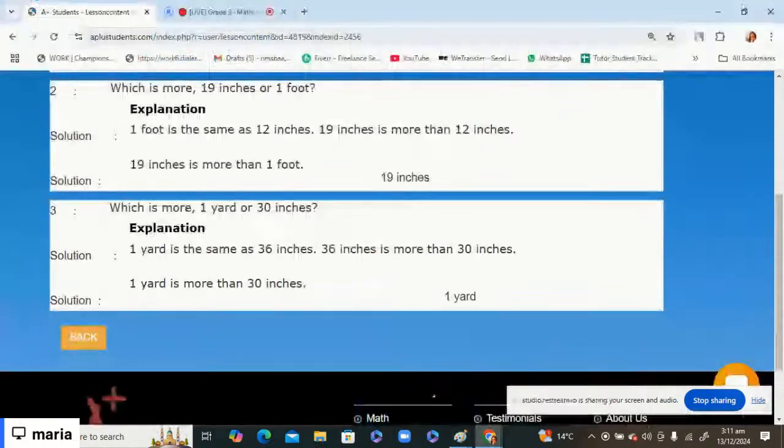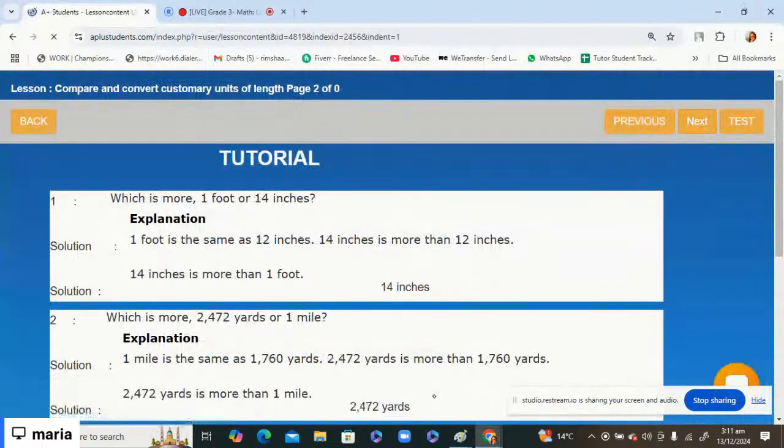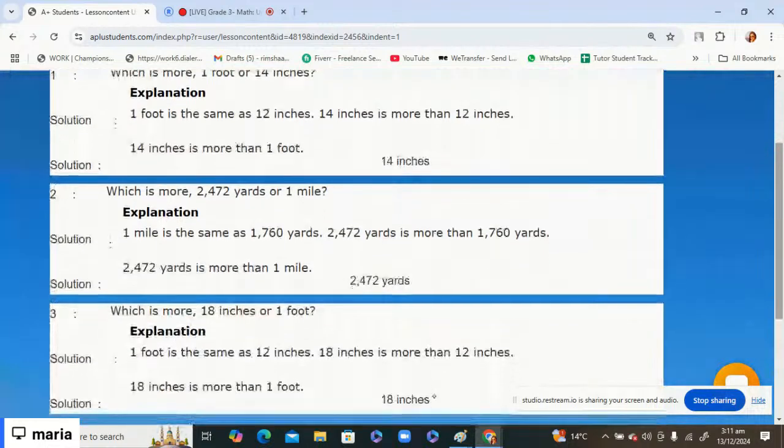Okay. Now let's do the next. Which is greater: 1 foot or 14 inches? 1 foot is equal to 12 inches, so the inches are greater here because it's two more.